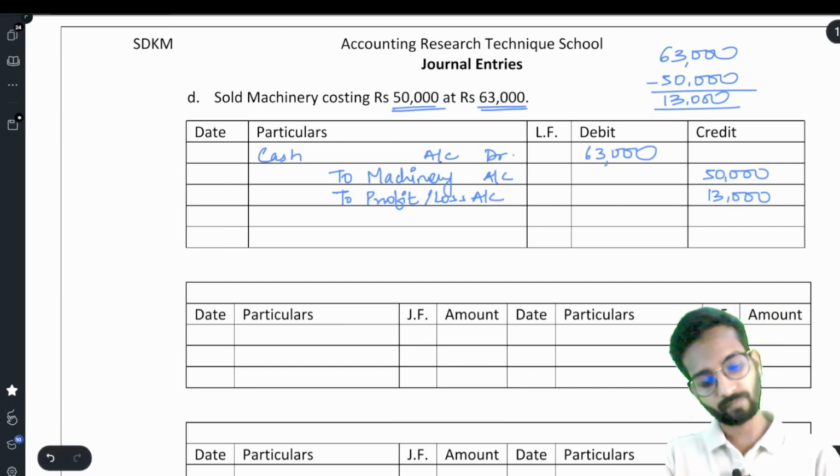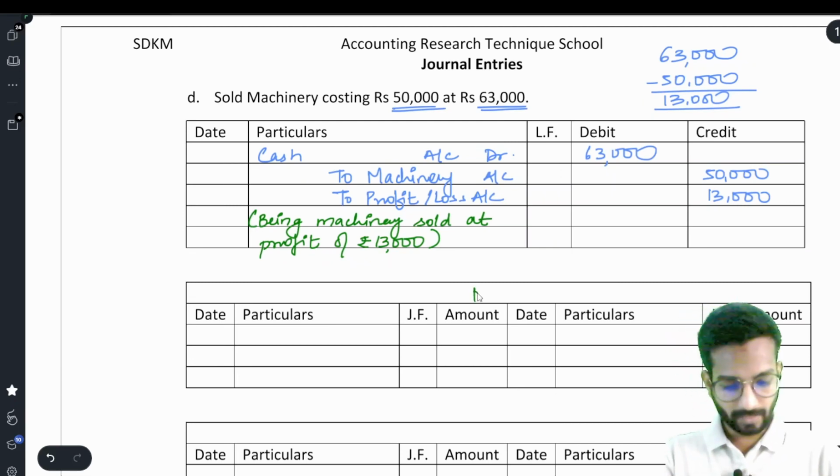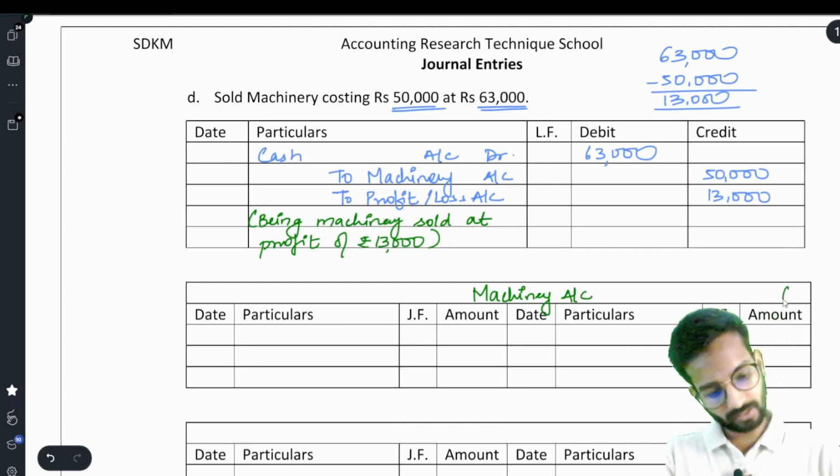Please go and check. Now you can write here, being machinery sold at profit of rupees 13,000. Now we will prepare the machine account. Please be very careful. This is one of the trickiest journal entries. Credit, debit.